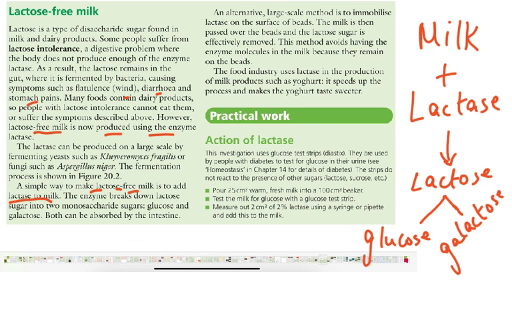An alternative large-scale method is to immobilize lactase on the surface of beads. The milk is then passed over the beads and the lactose sugar is effectively removed. This method avoids having the enzyme molecules in the milk because they remain on the beads. The food industry uses lactase in the production of milk products such as yogurt. It speeds up the process and makes the yogurt taste sweeter. Because lactose is less sweet, when it's broken up into glucose and galactose it becomes sweeter, as glucose is very sweet naturally.